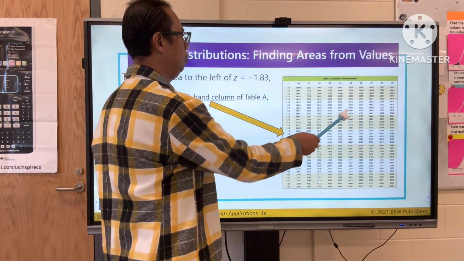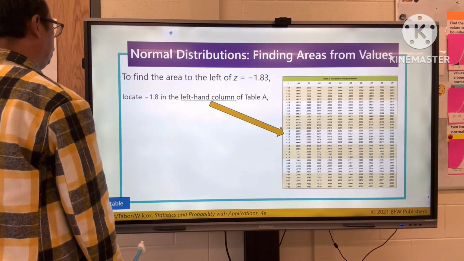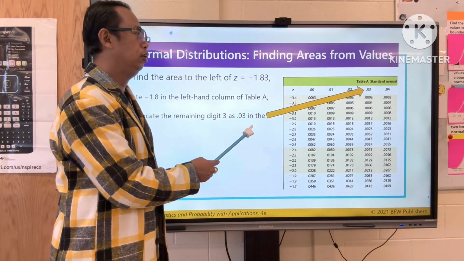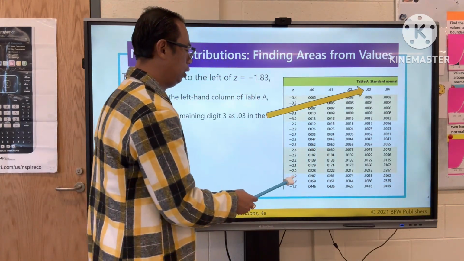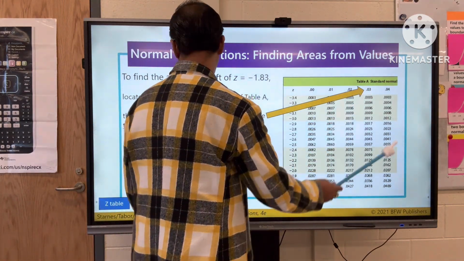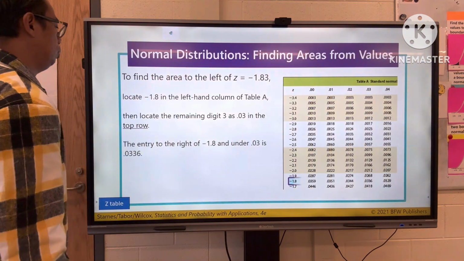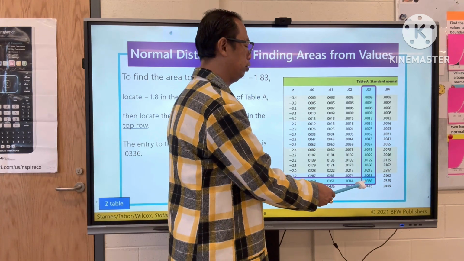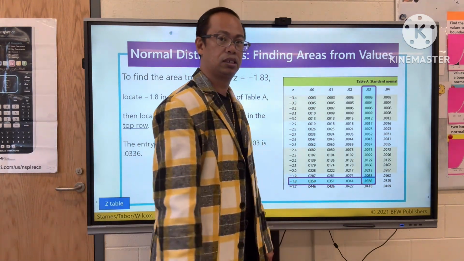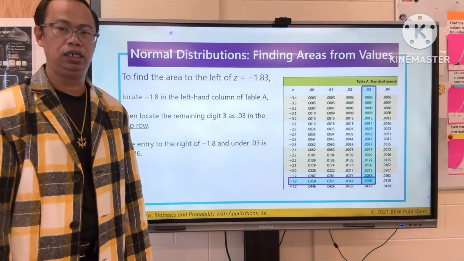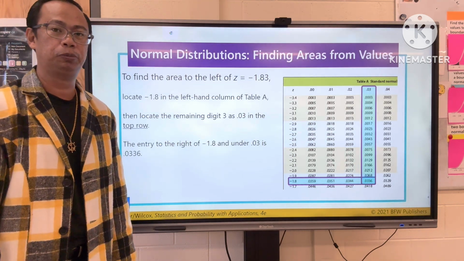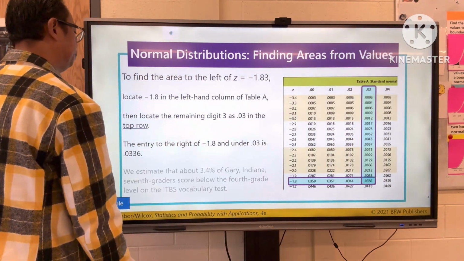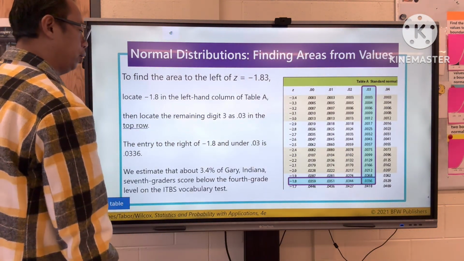Okay, then we got the 3. So on the 3, instead of 3, we'll be having 0.03. Okay, so I got 0.03. So from negative 1.8, then 0.03. Then after that, you got this one as your value. Okay, so we'll be having 0.0336. Okay, so I got 0.0336 or 3.36%. So that is the shaded area. Okay, so we got 3.4 or 3.36.